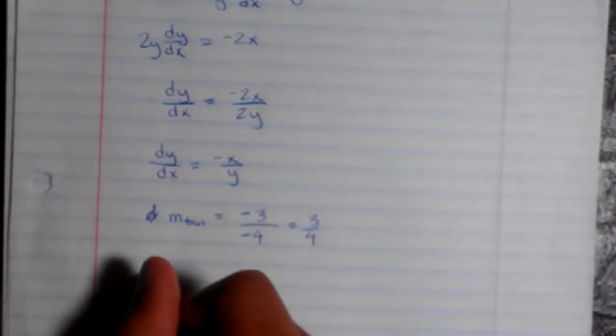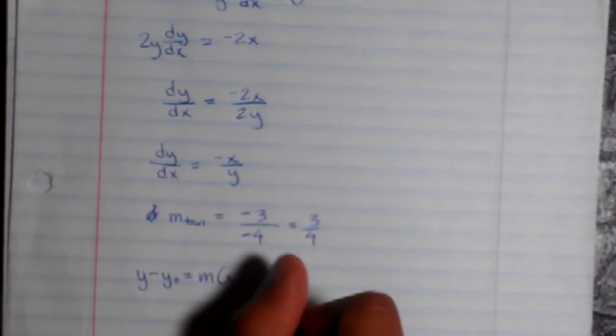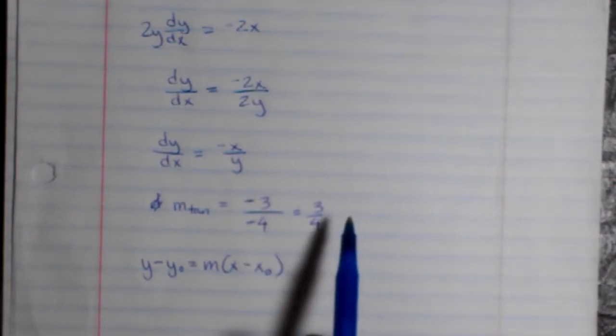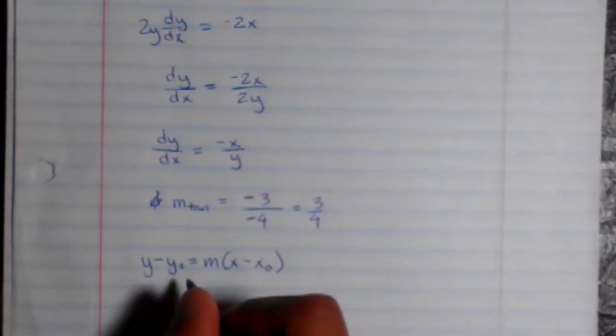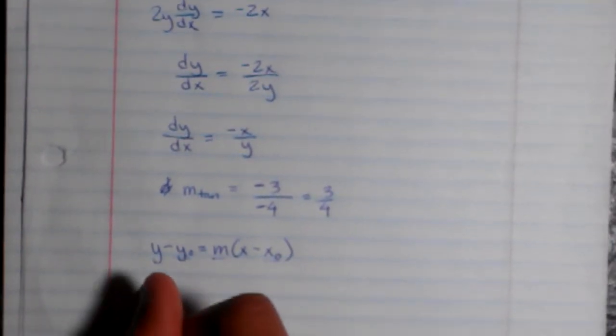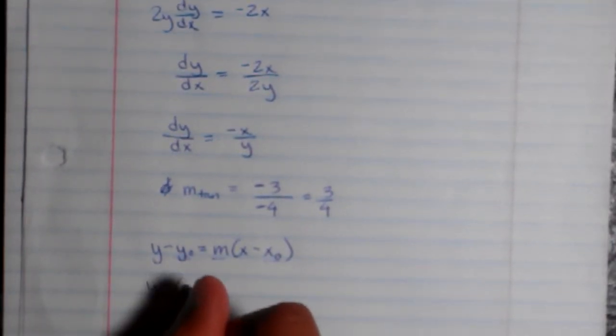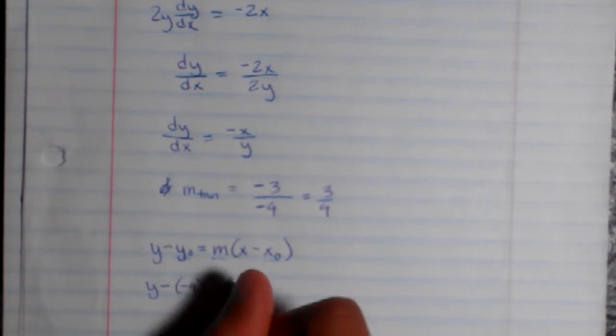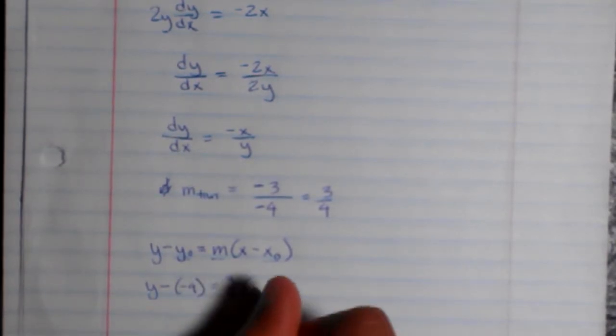But now we have the slope of the tangent, we have to use the equation y minus y sub 0 equals m times x minus x sub 0 in order to solve for an equation of the tangent line. And now we plug in our points. Our y point would be negative 4, and our x point is 3, and our slope is 3/4. So plugging all that in, y minus negative 4 equals 3/4 times x minus 3.